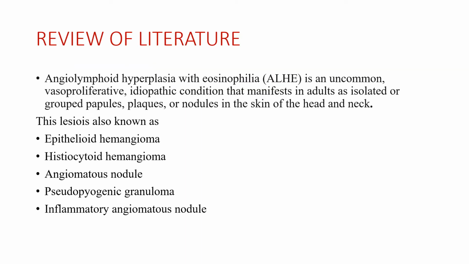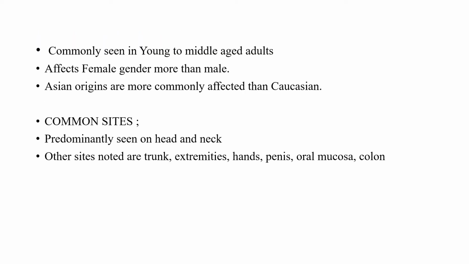Coming to review of literature, angiolymphoid hyperplasia with eosinophilia is an uncommon vasoproliferative idiopathic condition that manifests in adults as isolated or grouped papules, plaques or nodules in the skin of the head and neck region. This lesion is also known as epithelioid hemangioma, histoid hemangioma, angiomatous nodule, pseudopyogenic granuloma and inflammatory angiomatous nodule.